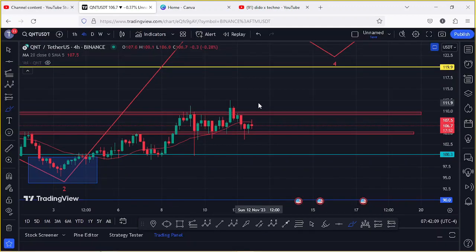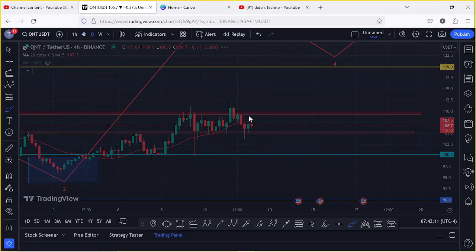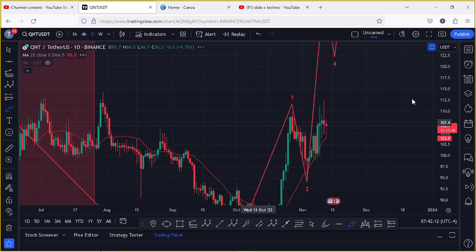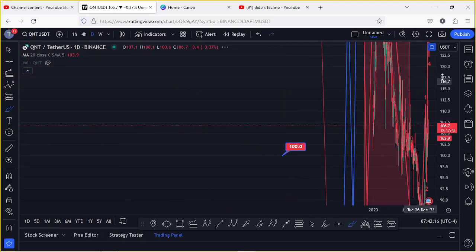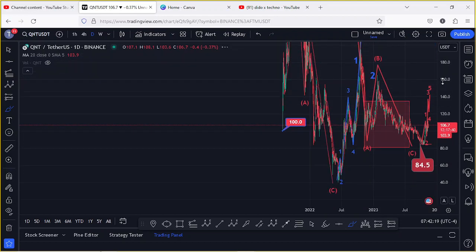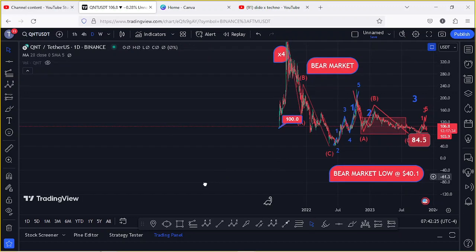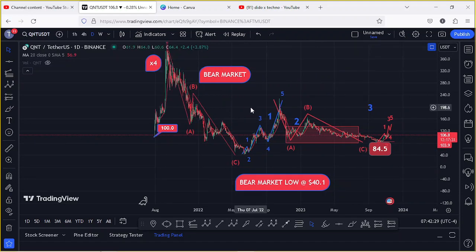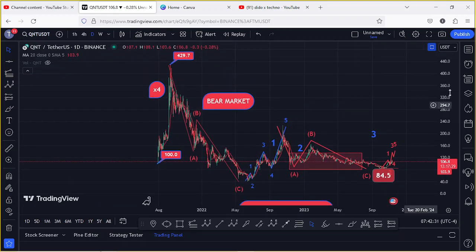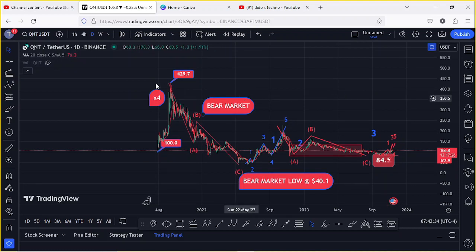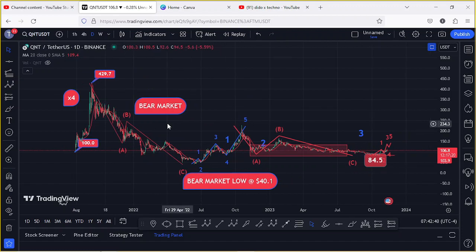And jumping to the daily chart to give you my long-term Elliott wave analysis that I'm expecting to play out once the bull market is here. Here on the daily chart, you can see that back in 2020, QNT gave us a low at around the $100 mark before we saw that massive bounce to the upside, taking us to an all-time high above the $429.7 mark, which was a perfect 4x to the upper side. Then we started a corrective structure in the formation where we saw lower prices in this ABC corrective structure, giving us a bear market low at around the $40.1 mark.